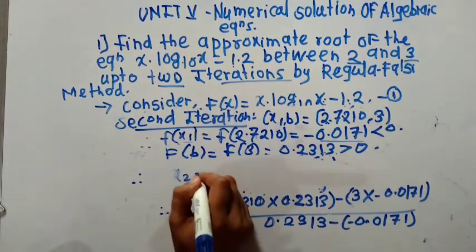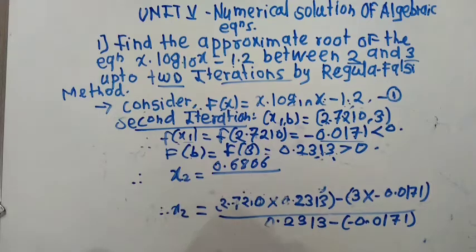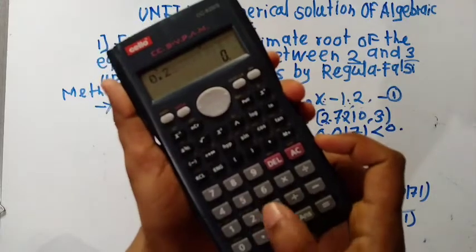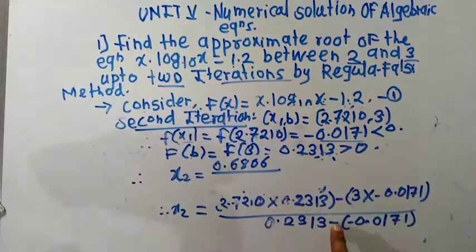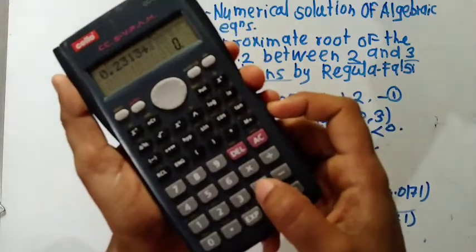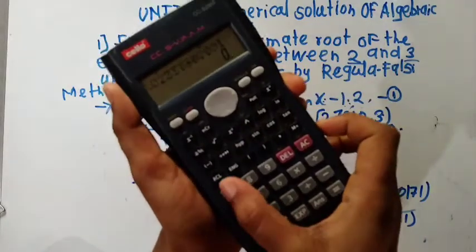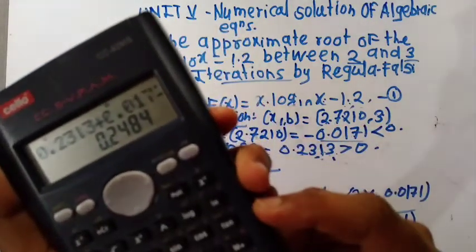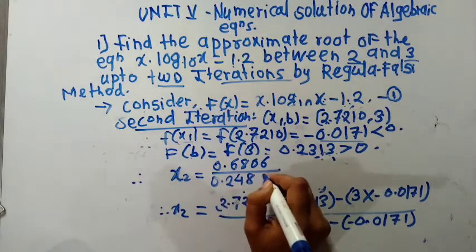So x2 is equal to 0.6806 divided by, here, 0.2313 minus minus, so plus 0.0171, which is equal to 0.2484.